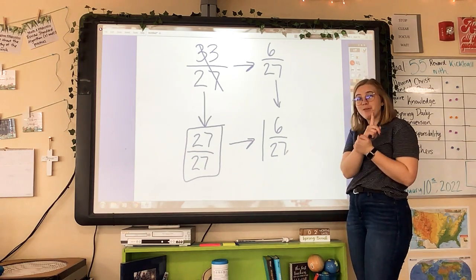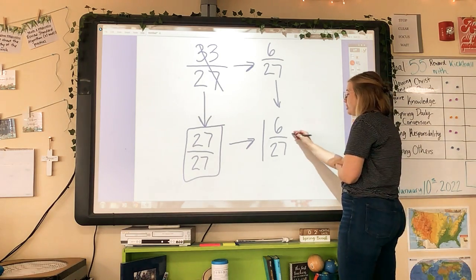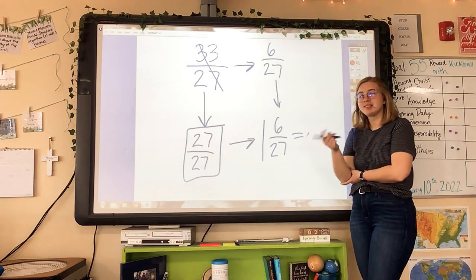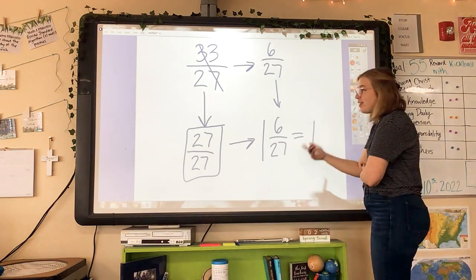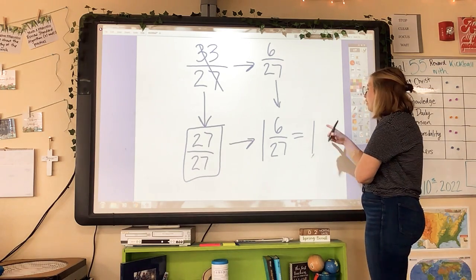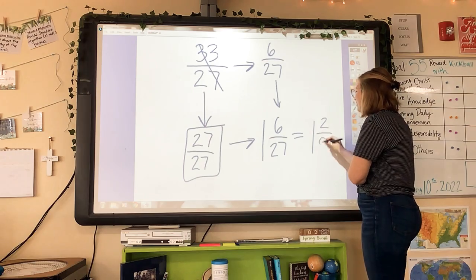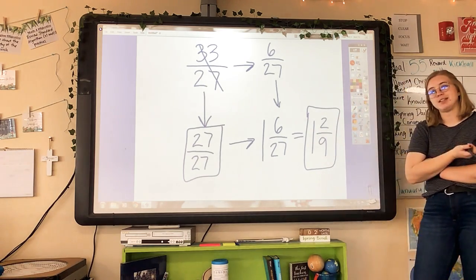But maybe some of you noticed this is actually not in its simplest form. So what we would do from there, we would simplify 6 27ths. So I'm going to just do it really quickly in my head. 6 and 27 have 3 in common. So our final answer would be 1 and 2 ninths. Okay? Now it's in its simplest form, and that's my final answer.